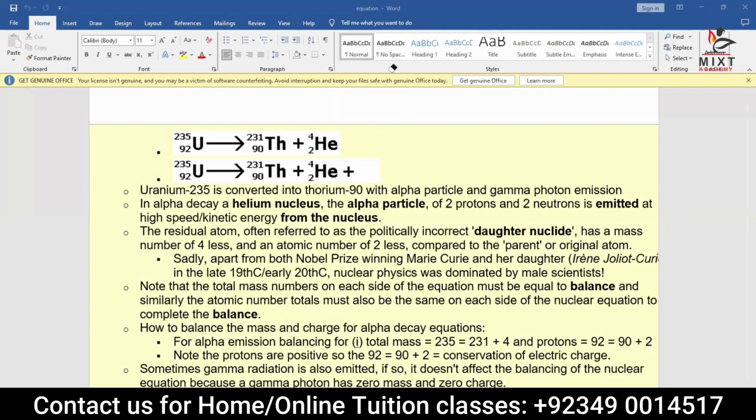So understood? Does that mean the electron number will also decrease? Yes, electrons are reduced too, because the atom becomes a charged particle now. Definitely 2 electrons are also reduced. So if 2 electrons are removed, the charge becomes positive. So what is the total number of electrons you have?